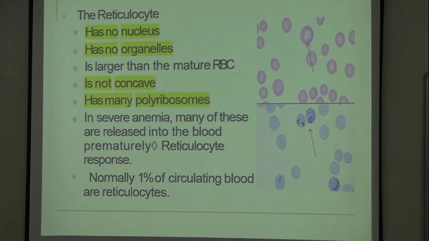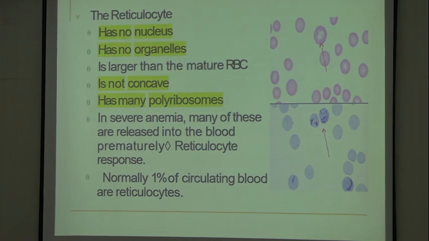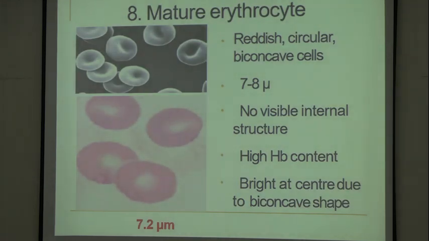So what is there in a reticulocyte? It has no nucleus, has no organelle, is slightly larger than the mature RBC, and is not biconcave. Still it has not taken the shape of the normal or mature RBC. In severe anemia, many of these cells are released into the blood prematurely. We call it reticulocyte response. Normally 1% of circulating blood cells are reticulocytes. A mature erythrocyte ranges from 7 to 8 micron, but the average size is 7.2. It has high hemoglobin.